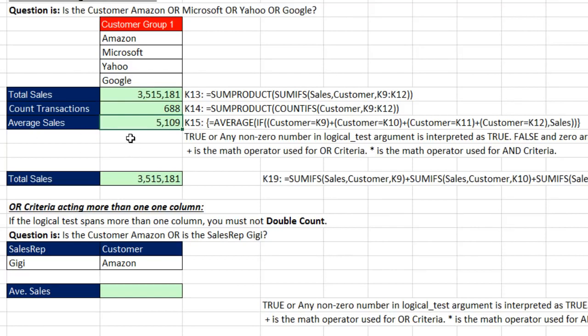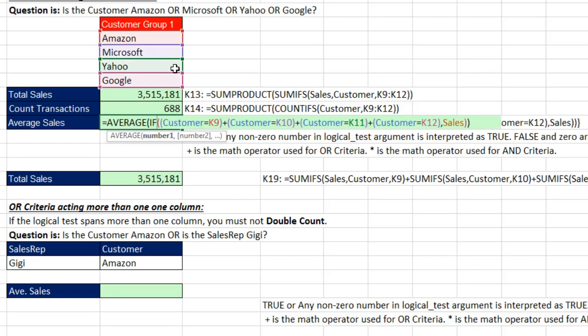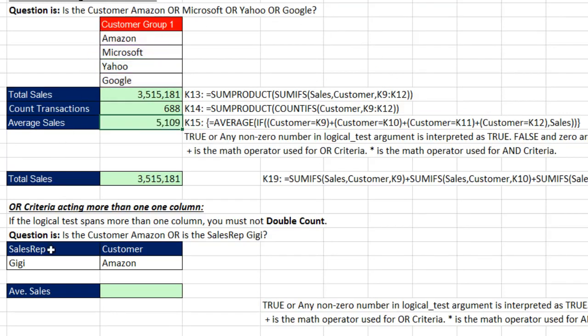5,109. That's the average sales for this customer group. Now, whereas this array formula doing an OR logical test only looked at a single column, the customer column, we are allowed to ask an OR logical test question of two different columns. We're going to ask the question, hey, how many transactions had a sales rep Gigi and a customer Amazon?